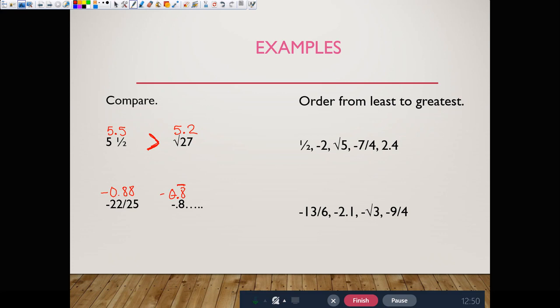The 88, because it ends. Okay, it doesn't keep going on forever. It's smaller technically, it's closer to 0, which means it's larger.